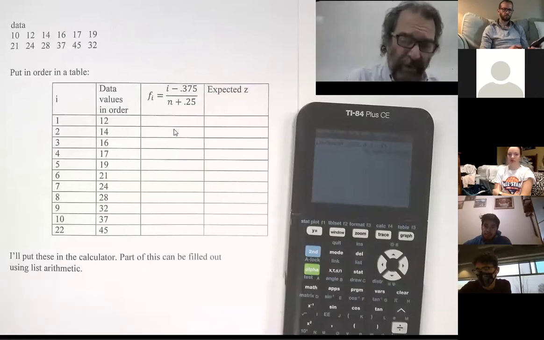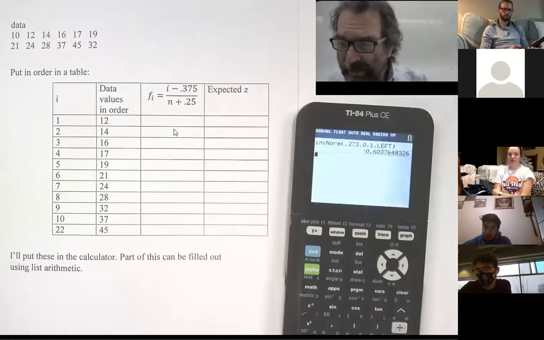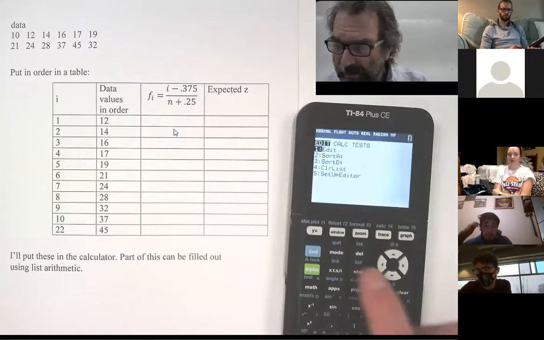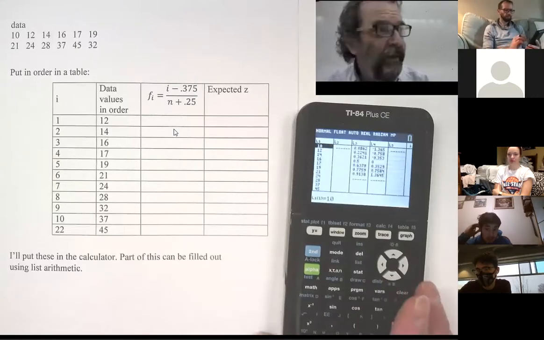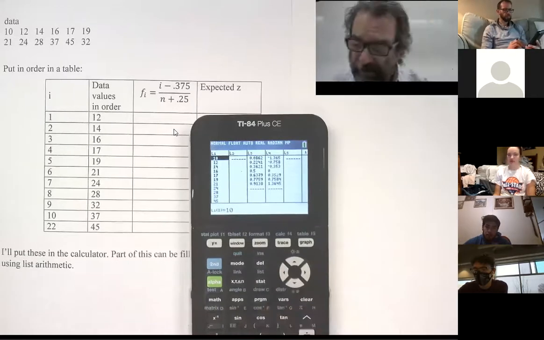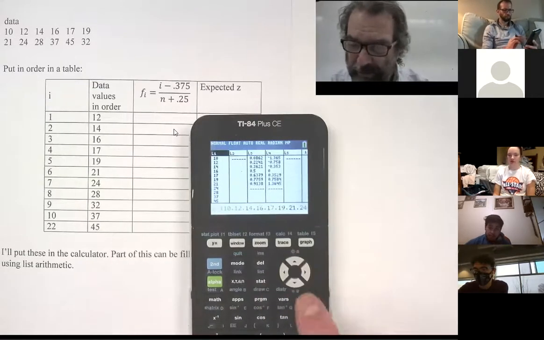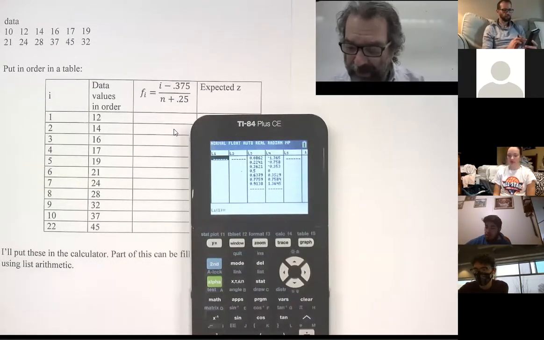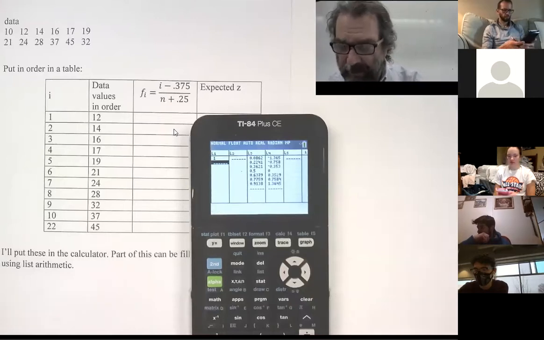First of all, I put the data in order. I'm going to do it here too because I'm going to have to use this. So stat, edit. I'm going to imitate what's on the screen in my calculator. I already typed stuff, but too bad, clear. On the left-hand side, I'm going to go 1, 2, 3.